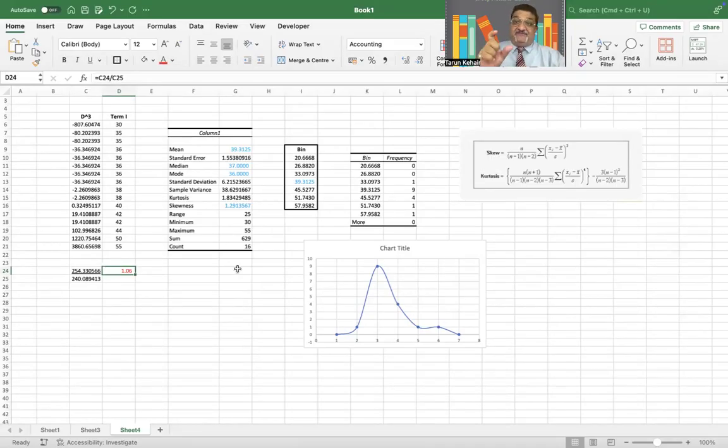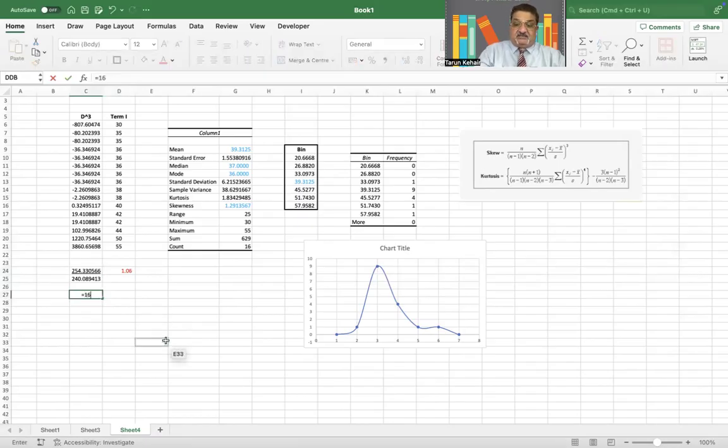Now, if you want to really validate the skewness, you will have to adjust the bias in the data, and that we will do by doing n by (n minus 1) into (n minus 2). So for the bias factor, I'm going to do is equal to n, which is 16, divided by n minus 1, which is 15, into n minus 2, which is 14. Now, this is my bias factor.